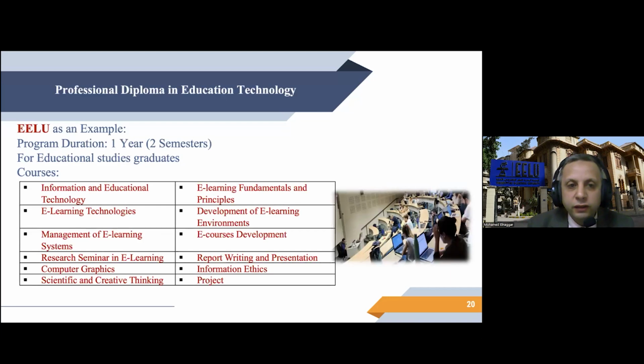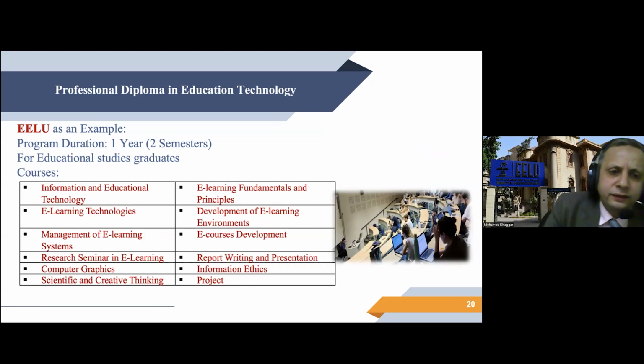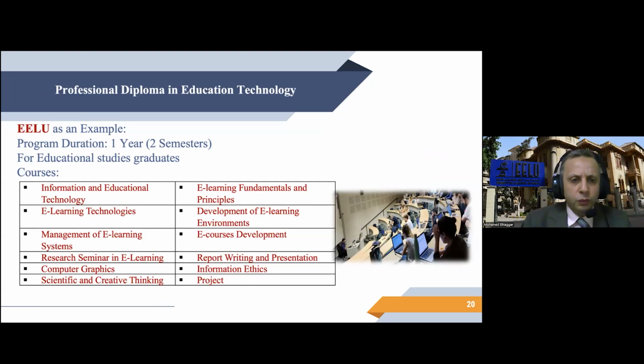Professional Diploma in Education Technology is for educational studies graduates. For example, the Egyptian E-Learning University offers a professional diploma in education technology, with a duration of 1 year for 2 semesters. Some of the courses offered in this diploma: information education technology, e-learning technologies, management of e-learning systems, e-courses development, and graduation projects.